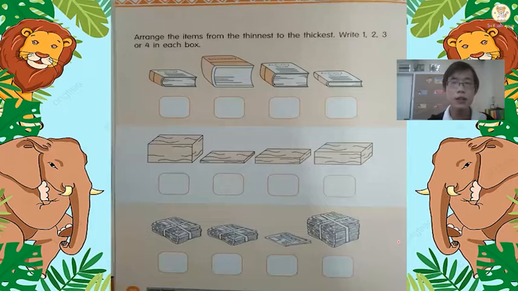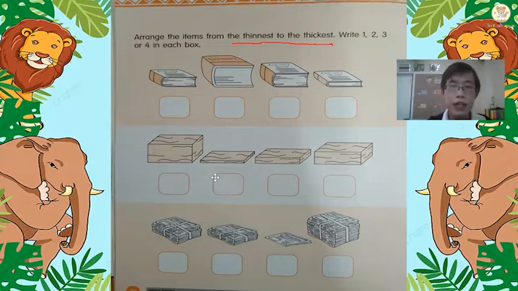Okay, next, please open to the next page. Arrange the items from the thinnest to the thickest. Write 1, 2, 3, or 4 in each box. So you need to arrange the items from the thinnest to the thickest. Again, you need to take a look at the pictures, and after that you need to write number 1 if you think that the item is thin, and you write number 4 if you think that the item is the thickest. So let's take a look together.